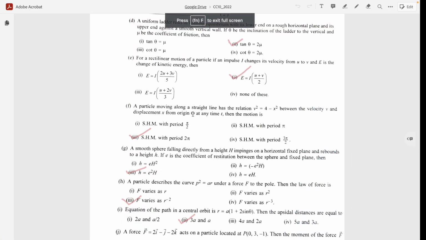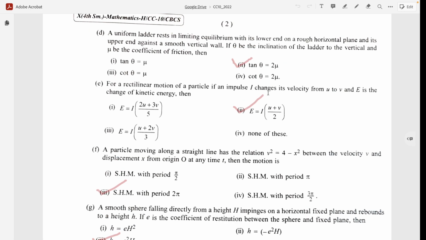Next question E. For a rectilinear motion of a particle, if an impulse I changes its velocity from u to v and capital E is the change of kinetic energy, then the correct option is 2: E equals I times (u plus v) by 2.